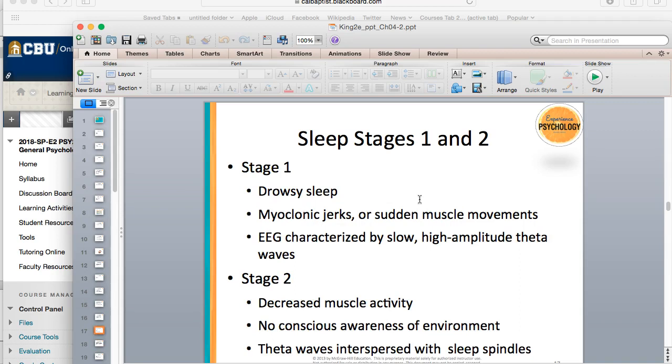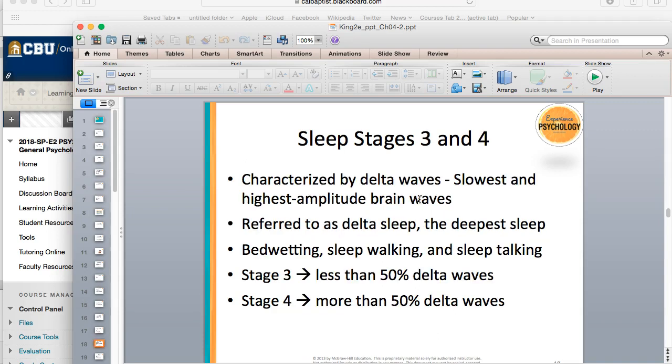So stage 2 is decreased muscle activity. So this is when you're creeping into that deep sleep mode, no conscious awareness of environment. Theta waves interspersed with sleep spindles, which you can get a little more information on in your textbook. Also, stages 3 and 4 are referred to as delta sleep, and these are the deepest sleep. And bedwetting, sleepwalking, and sleep talking occur in these stages of sleep. So stage 3 is less than 50% delta waves, and stage 4 is more than 50% delta waves.